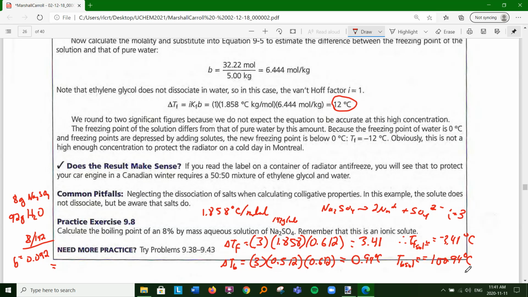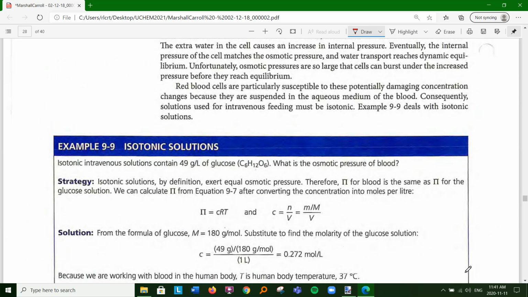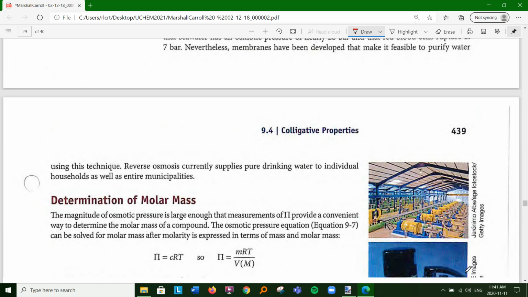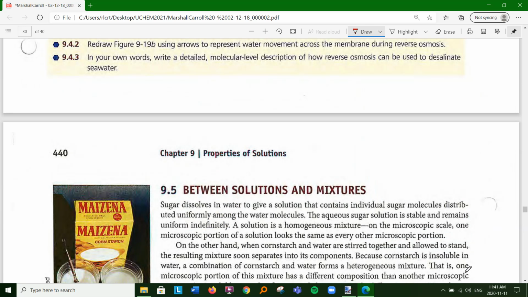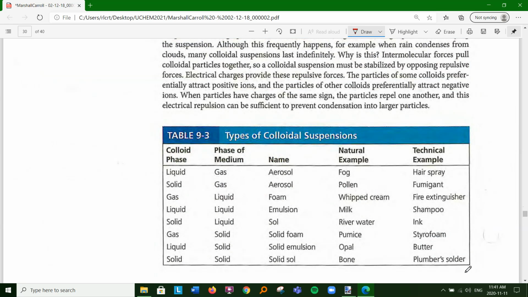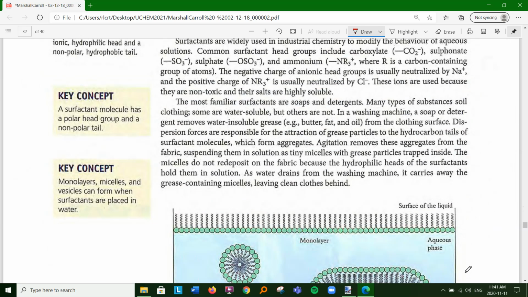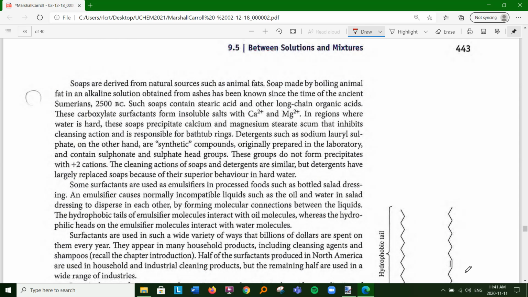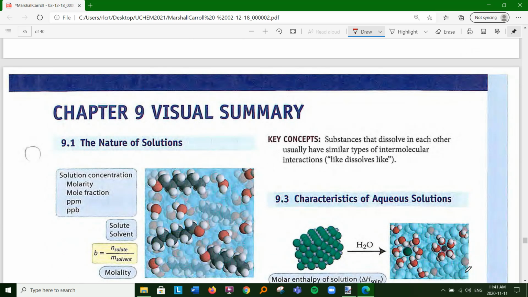Okay, I'm going to leave osmosis for a second because we don't always get to that in the class. I want to tell you that 9.5 colloids we never get to, so don't worry about that. That's omitted. So all the stuff in 9.5 and onward in the chapter is not discussed.